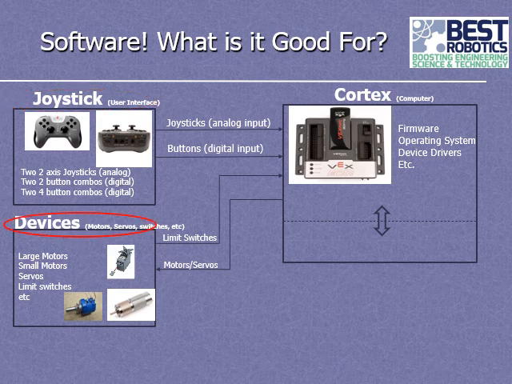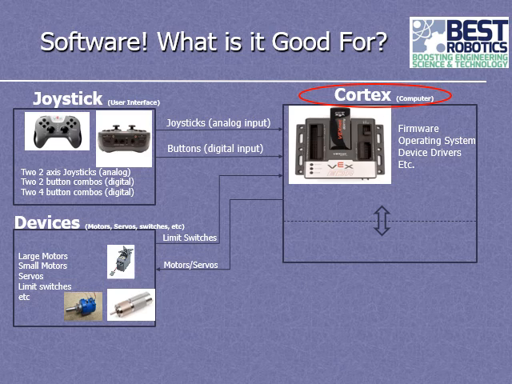And then you have devices that are also hooked to the Cortex. These devices, the obvious ones are the motors and the servos. You also have sensors that can be on here, so there's information going from the device to the Cortex, and the Cortex also sends information back to certain ones of these devices.